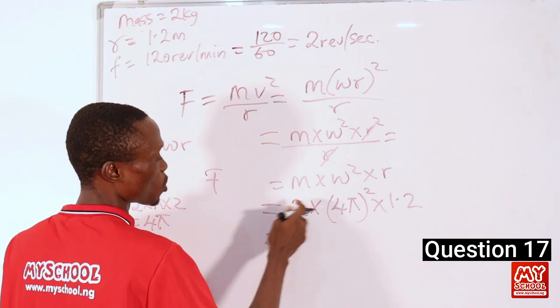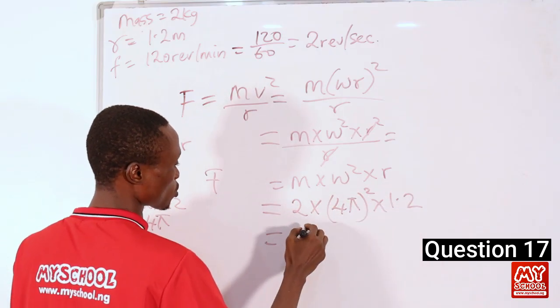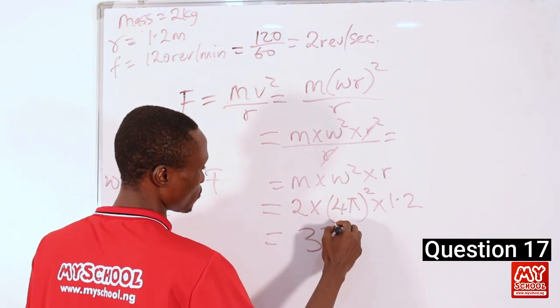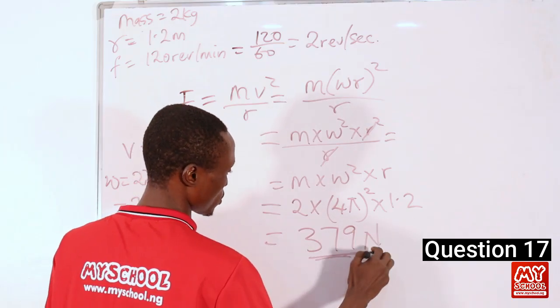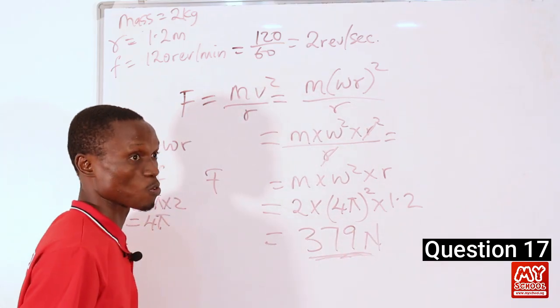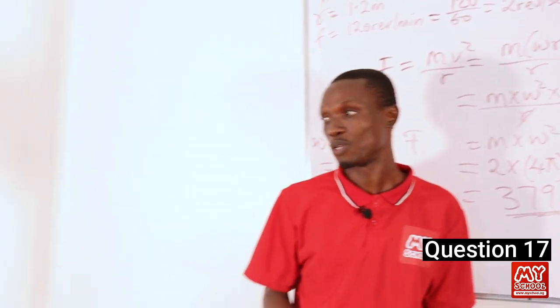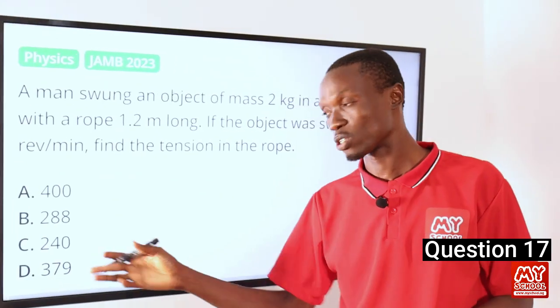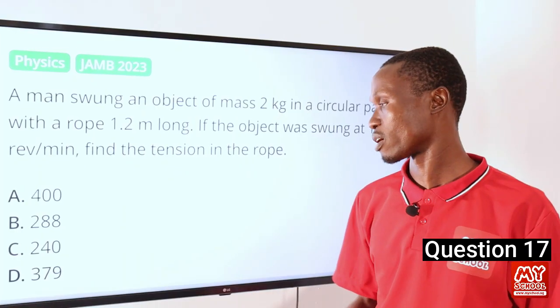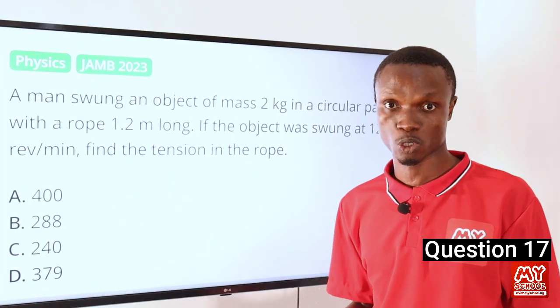Okay, so multiplying this out, our answer will be equal to 379 approximately. Okay, 379 Newton approximately. So let's move over to the screen to pick the correct option. From our calculation, we got 379 Newton. So the answer to this question is option D, 379 Newton.